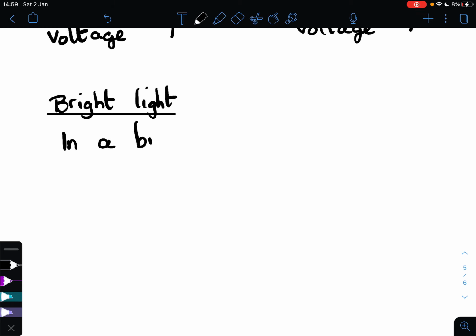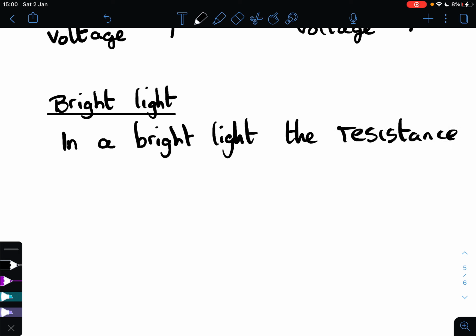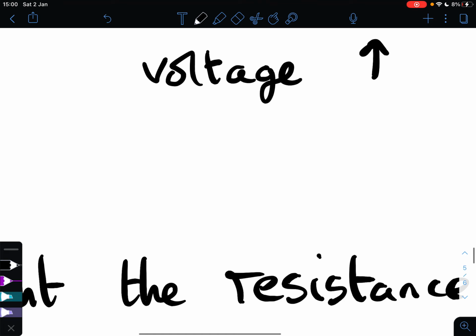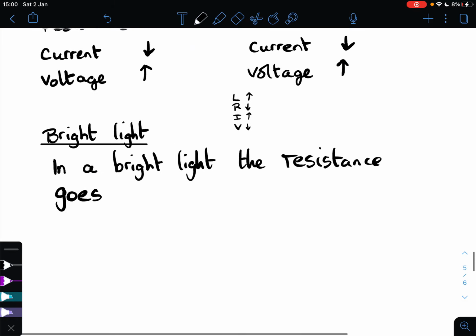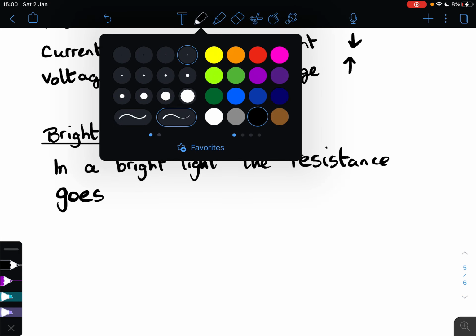So, in a bright light, the resistance goes. So at this point, I would find a little spare bit of paper somewhere. I'd double check, I'd write it little, and I'd write L for light, R for resistance, I for current, V for voltage. Bright light. As the light goes up, resistance goes down. As the resistance goes down, the current goes up. And if the current goes up, then the voltage goes down.